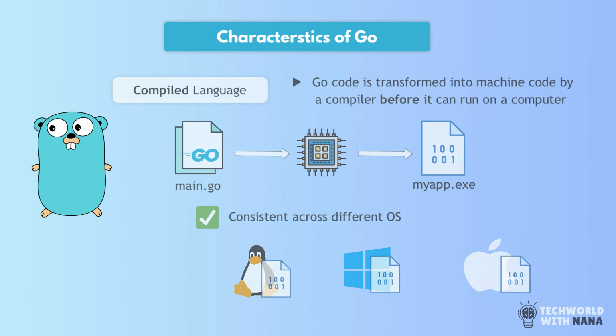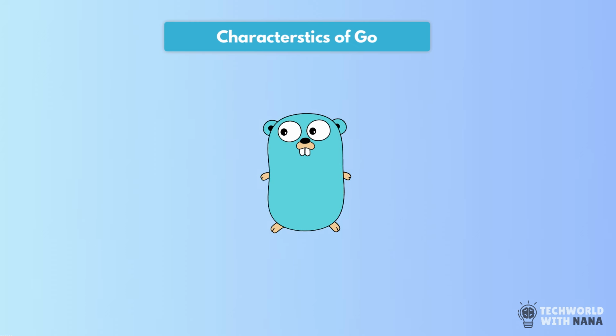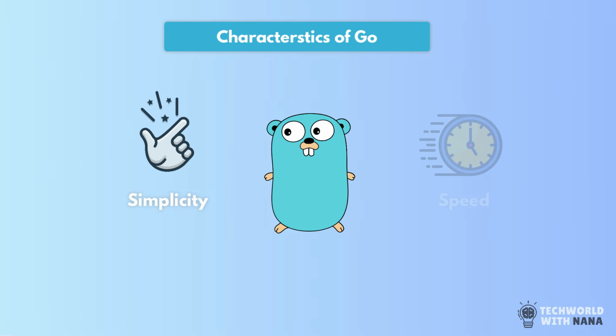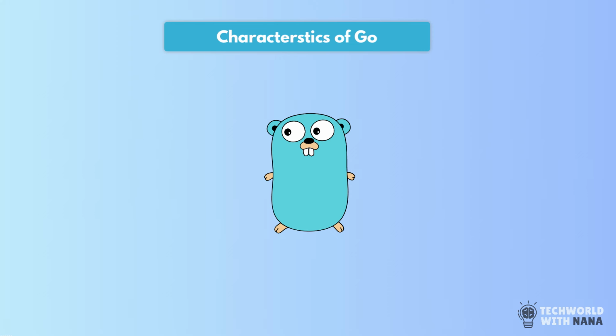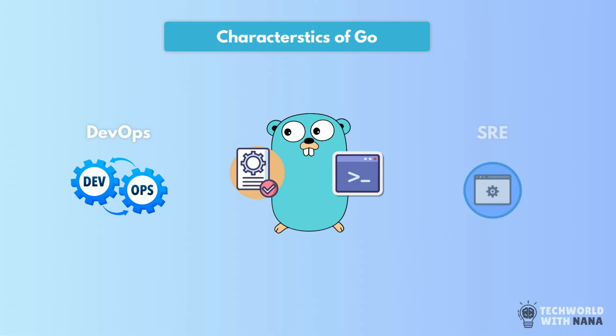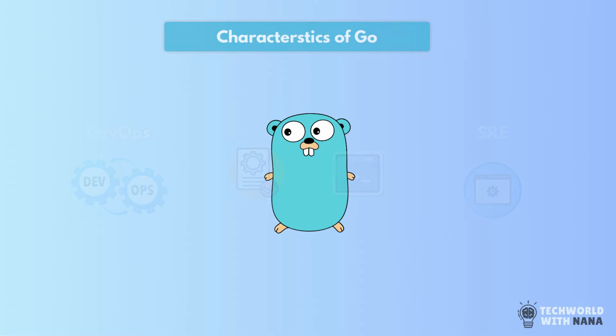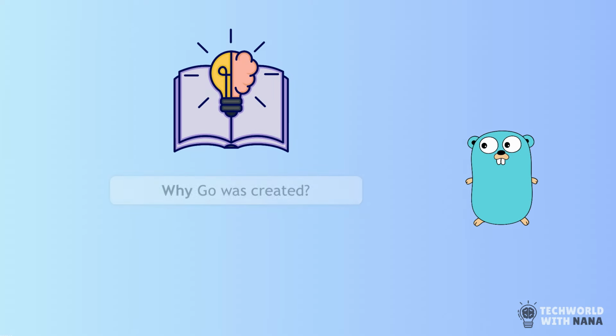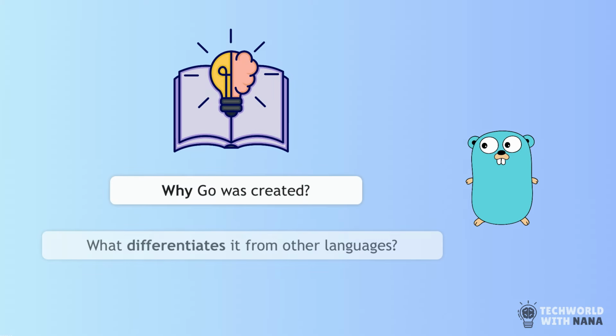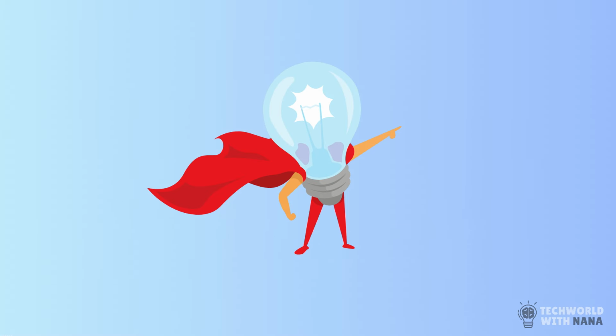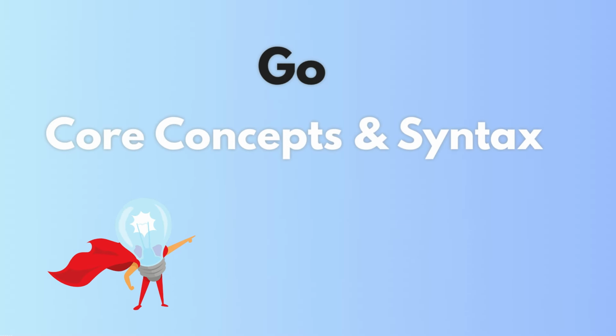So considering all these benefits of simplicity and speed and so on, Go is becoming more and more popular for writing simple automation applications and command line interface applications for DevOps and SRE tasks as well. So now that we know why Go was created and what differentiates it from other languages, let's jump right into learning the core concepts and syntax of Go.